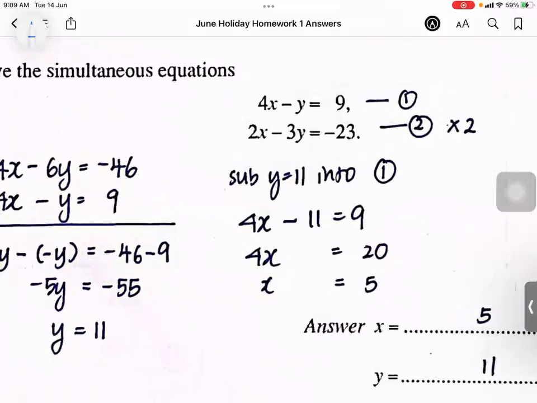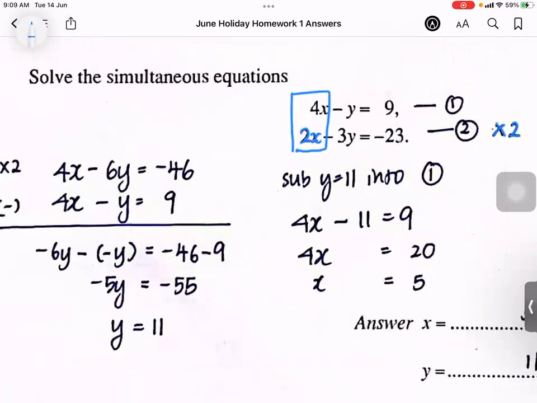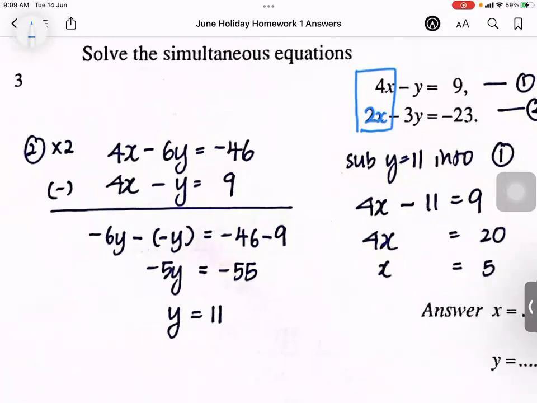First, I will try to make something the same number. In this case, I decided to make the x the same number. I notice this is 4x, this is 2x over here. So I multiply by 2 throughout the whole equation, in case some of you might make a mistake and forget to multiply certain numbers. Then next, what do we look at? After I multiply, this is 4x with 4x. This is positive 4x, this is also positive 4x. The signs over here are the same. So when you have the same sign, you subtract.